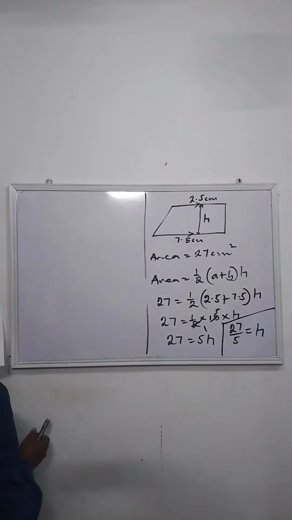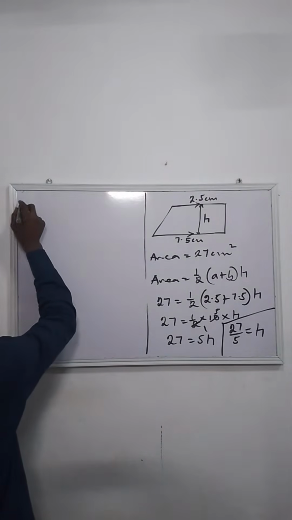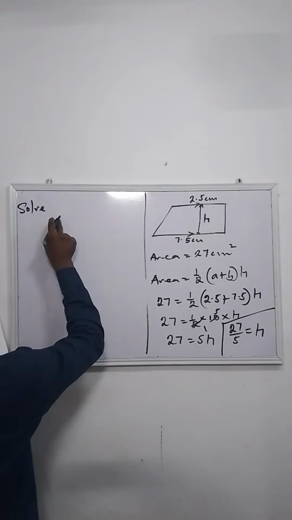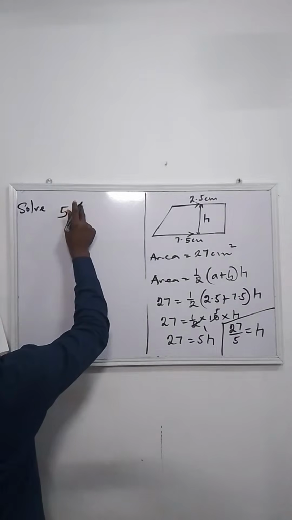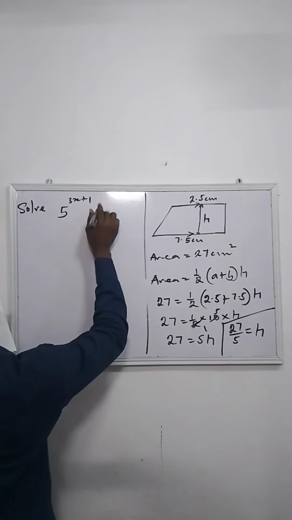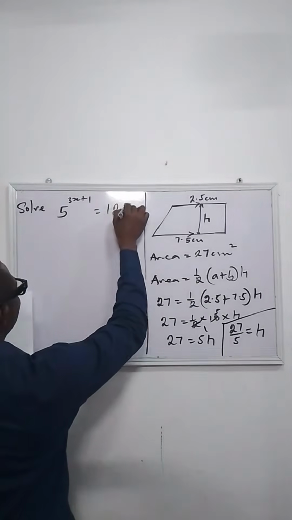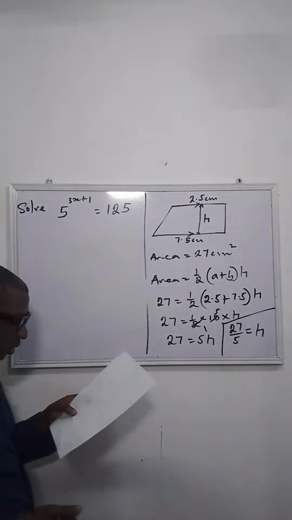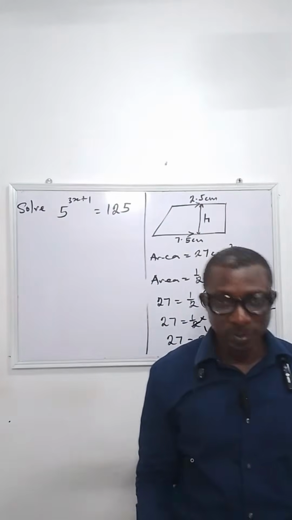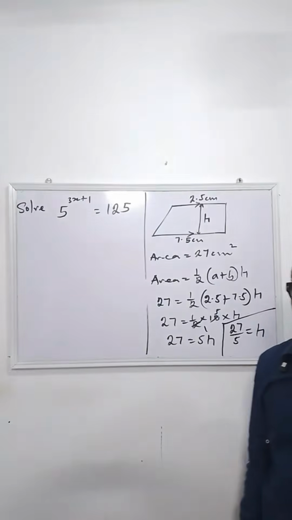Okay, so before I solve this, I want you to try it on your own. Let's see what you're going to have. It's a very simple one. So 5 raised to the power of 3x plus 1 equals to 125. So this is a very simple one. So is anybody doing this? If you have the answer, you drop it in the comment section so you can use 30 seconds to do that.